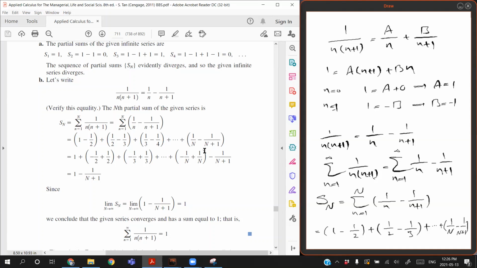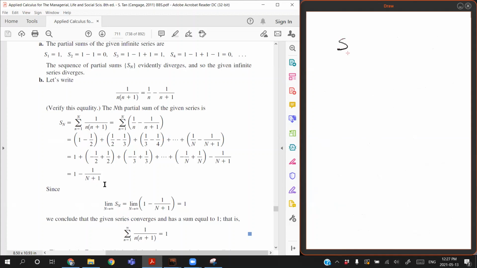Okay, now look what happens. I have a minus 1 over 2 and I have a plus 1 over 2. I have a minus 1 over 3 and a plus 1 over 3. I have a minus 1 over 4, and in the next term, I'm going to have a plus 1 over 4. You can see that these things all cancel out, and the only terms left are the first one here, and the last one, negative 1 over n plus 1. So this collapses into just the simple term 1 minus 1 over n plus 1. So I was able to find a formula for Sn.